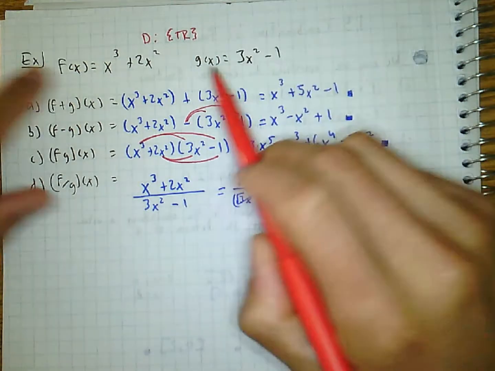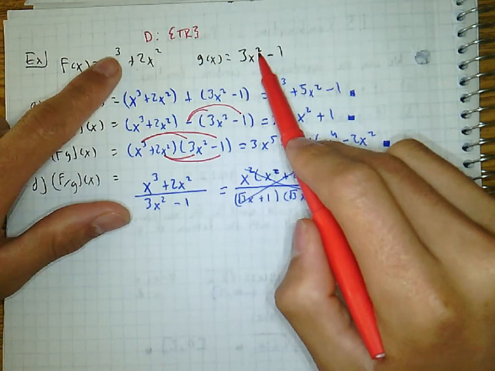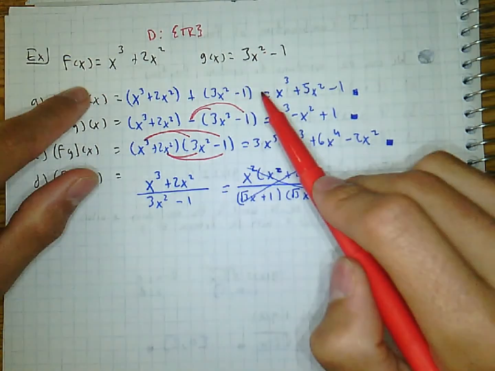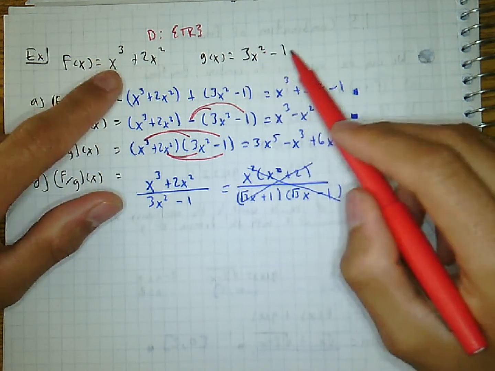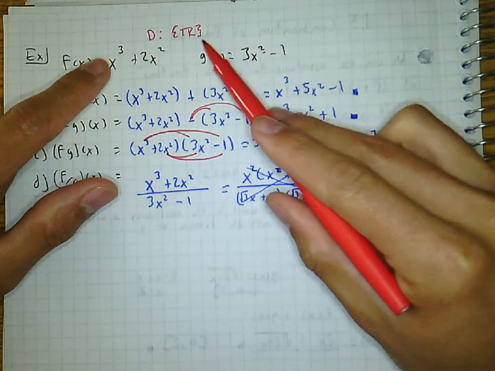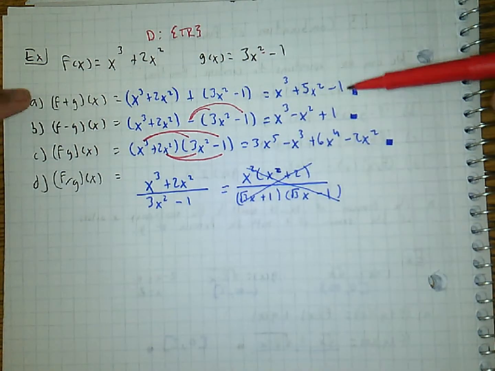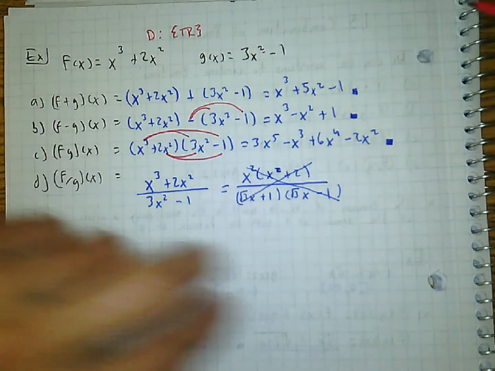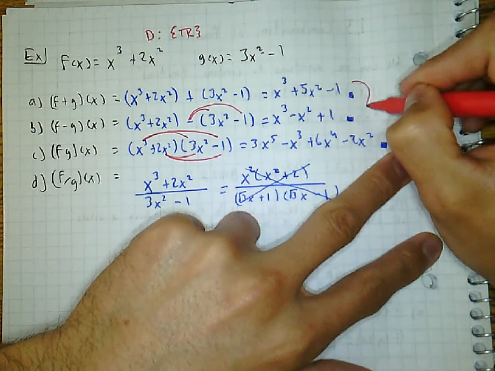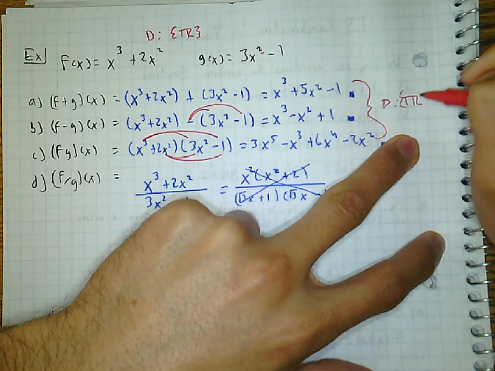Okay. Now, because the domain of this is all real numbers and the domain of this is all real numbers, when you add them, you ask yourself, well, what numbers overlap between the two? Well, because it's all real numbers, then all of them overlap. So therefore, for addition and subtraction and multiplication, the domain is going to be all real numbers. So the domain for all three here is going to be all real numbers.